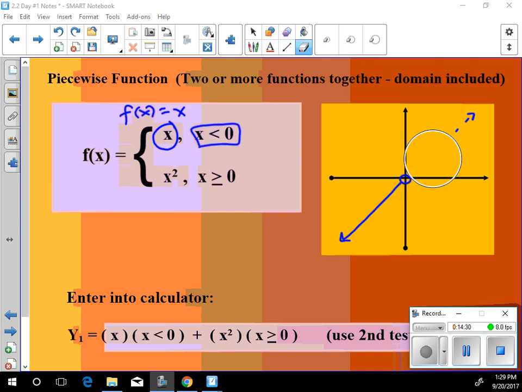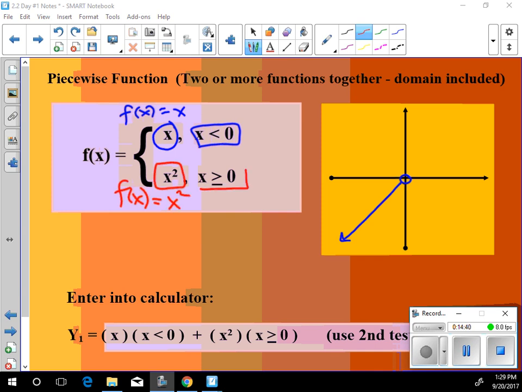Erase this garbage. How much time do I have? 29 seconds. The second half of the function, f of x equals x squared, will apply to x greater than or equal to 0. I'm going to fill in this circle because x squared at 0 is 0. And then I have the rest of that portion of the graph. Is it perfectly accurate in its sketch? Maybe not. But the red portion is x squared, and the blue portion is y equals x. Ta-da!